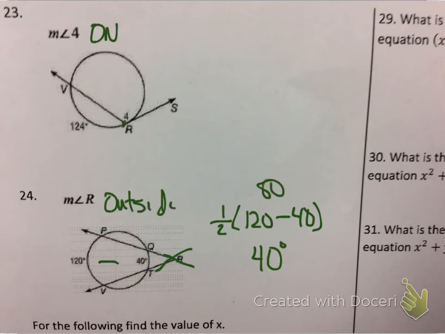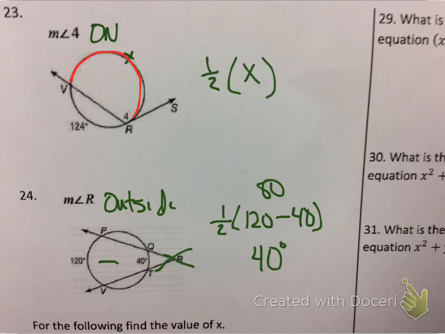That one happened on the outside. What happens if it's on the circle? You take half of the arc right there. So that x, which is the arc from R to V, is going to be our answer.